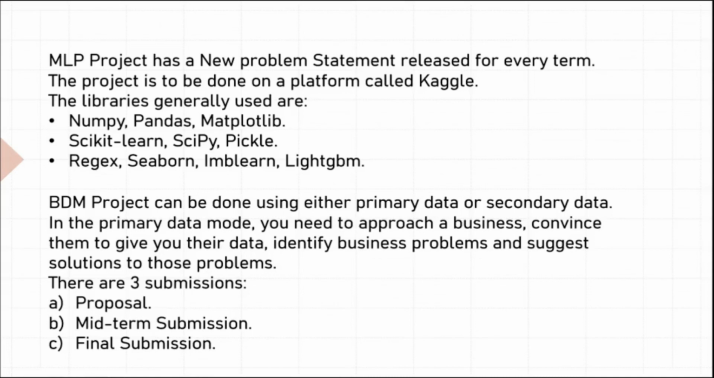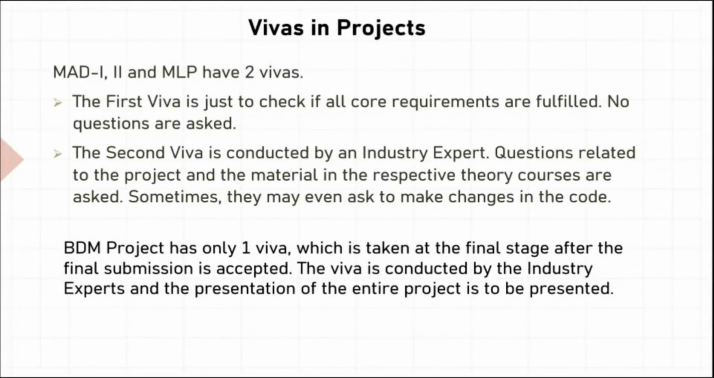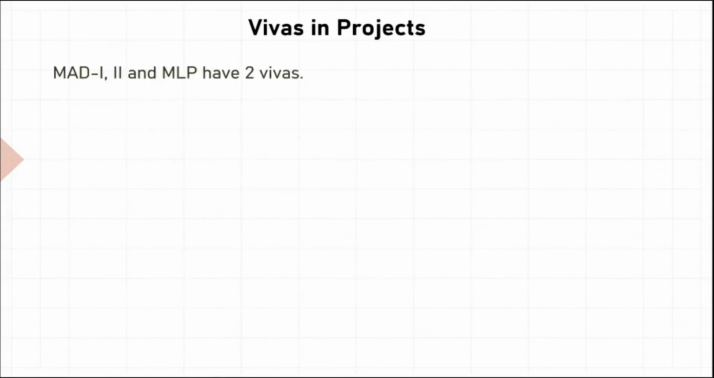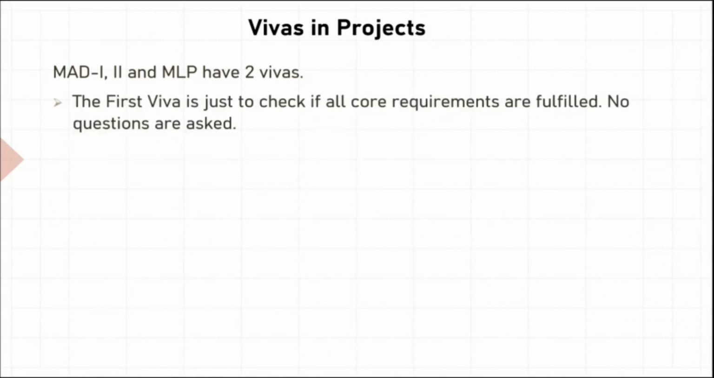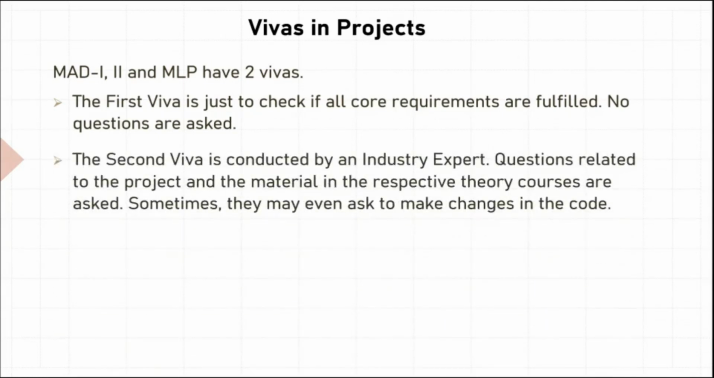There are 3 stages of submission. The first is the proposal stage, second is the midterm submission, and then there is a final submission. Now, talking about the Vivas that are there in each of these projects. For 3 projects, that is the MAD 1, MAD 2, and MLP, these have 2 Vivas. In the first level of Viva, you just need to show that you have implemented all the core requirements. Usually, no questions are asked. But in the second level of Viva, which is conducted by an industry expert, questions related to the project and or the material in the respective theory courses are asked.